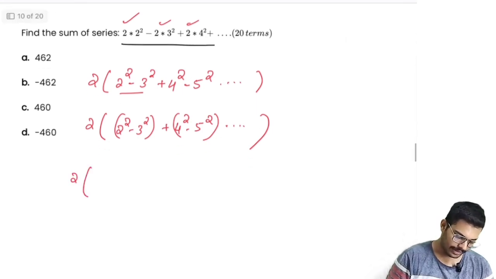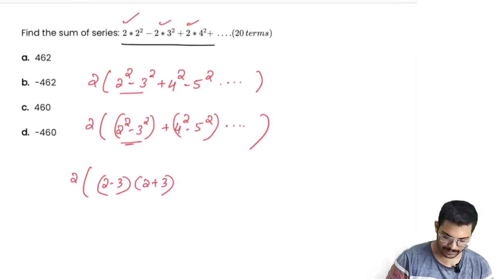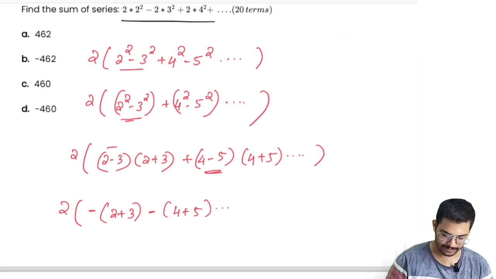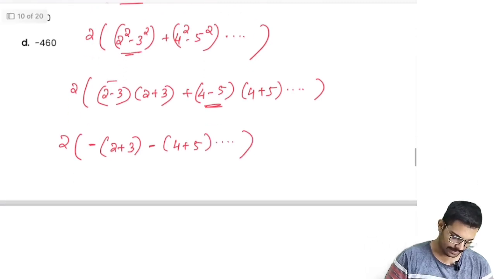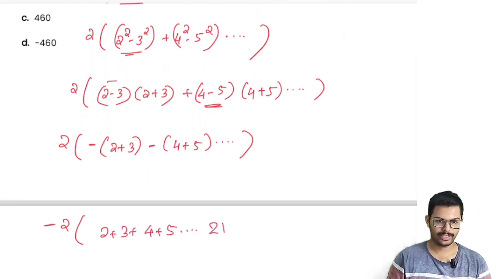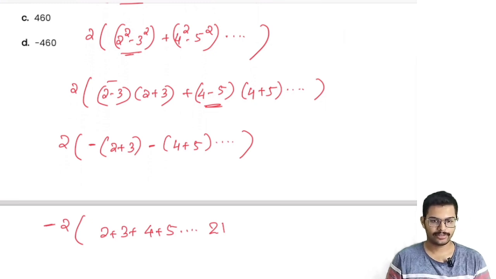Now a square minus b square is a minus b into a plus b. Similarly, 2 into 2 minus 3 into 2 plus 3, then 4 minus 5 into 4 plus 5, etc. Here 2 minus 3 is minus 1, and 4 minus 5 is minus 1. If I take minus common, it will be minus 2 into 2 plus 3 plus 4 plus 5 plus, etc. up to 21, because there are 20 terms.